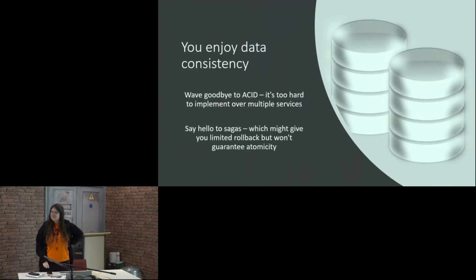Another reason to avoid microservices is if you enjoy data consistency, because you no longer have data consistency in the microservices world. There are a couple of ways of mitigating this, like sagas, but none of them guarantee atomicity. Atomicity is no longer a thing. You now need to go and recover from problems rather than just being able to use something with the ACID properties that stops you having them in the first place.